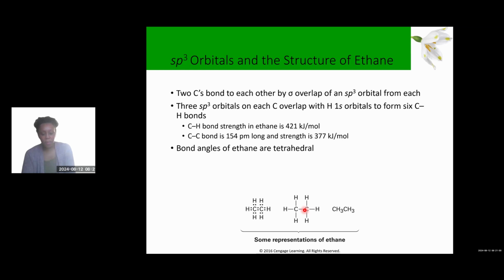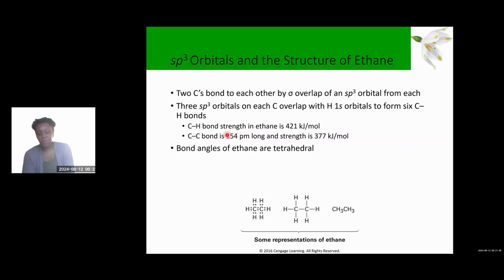And so if we're looking at the bond strength of the carbon-hydrogen bond in ethane, you see that's 421 kilojoules per mole. Okay, so that's a very strong bond. And that means these carbon-hydrogen bonds are not going to be broken easily. All right. And then with the carbon-carbon, you see that the bond length is a little bit different. It's a little bit longer, it's a little bit further away.